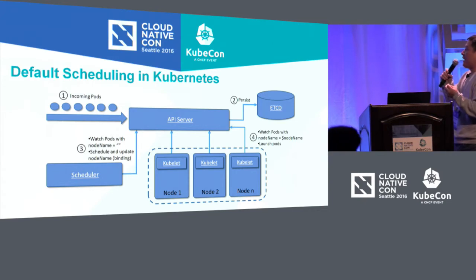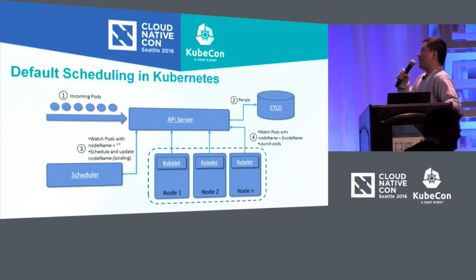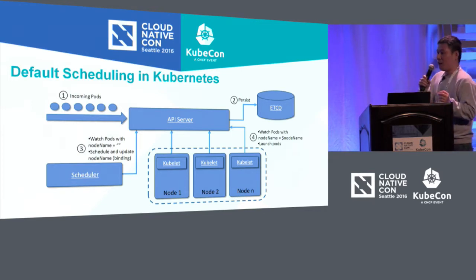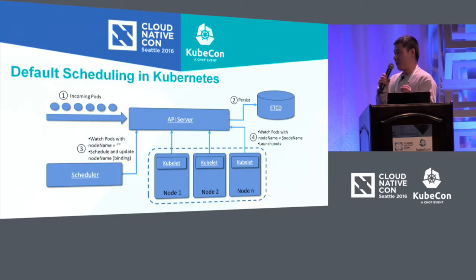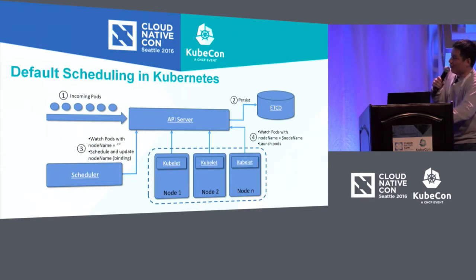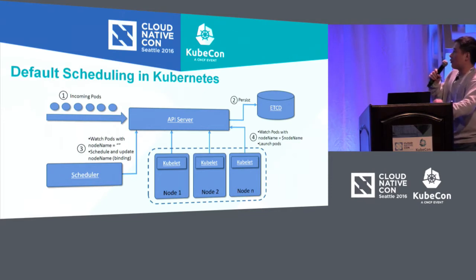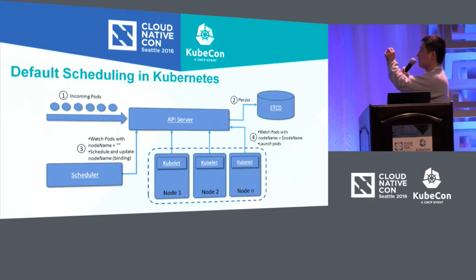When it finds such an unscheduled pod, it will evaluate all the available nodes in the cluster, trying to find the best one for this pod. In order to do this, it will evaluate a lot of rules, which we will talk about in the next slide. Here, we only need to know that at the end of scheduling, the scheduler process will identify one of the nodes as the best one for this pod. Then it will write the name of this node into the node name field.